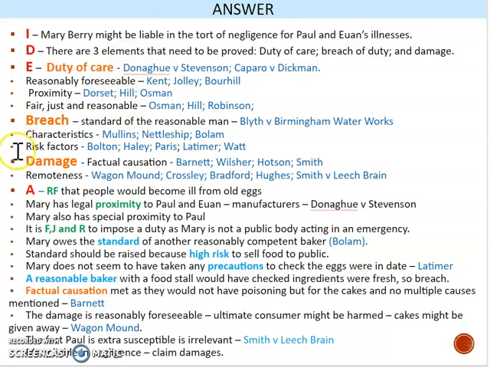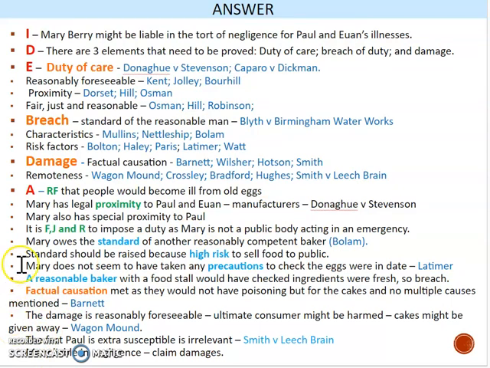The next issue is whether she's breached it. So I've used a different colour here to try and make it easier to follow. So Mary owes the standard of another reasonably competent baker, and I'm using Bolam to support that. But the standard should be raised, I'm saying, because it's quite high risk to be selling food to the public. You know, people have allergies, etc. So you should be owing a high standard when you're doing something that could potentially cause illness.